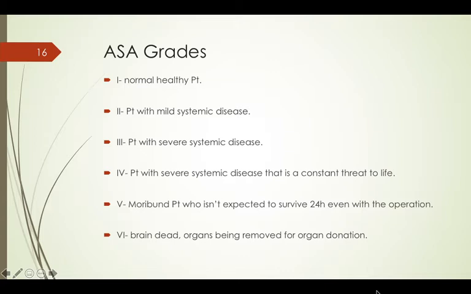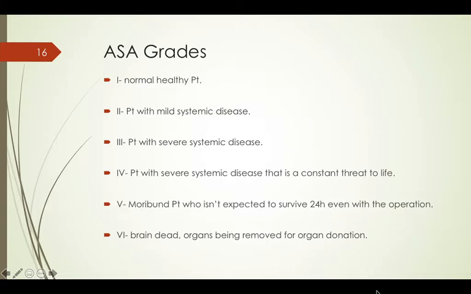4 is basically the reverse of that. It's a severe systemic disease that does cause a constant threat to life. 5 is a moribund patient who isn't expected to survive even within 24 hours, even if they were to have the operation. And 6 is essentially brain dead with organs being removed for organ donation.